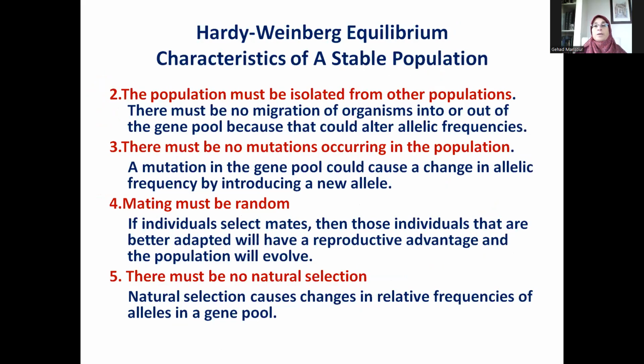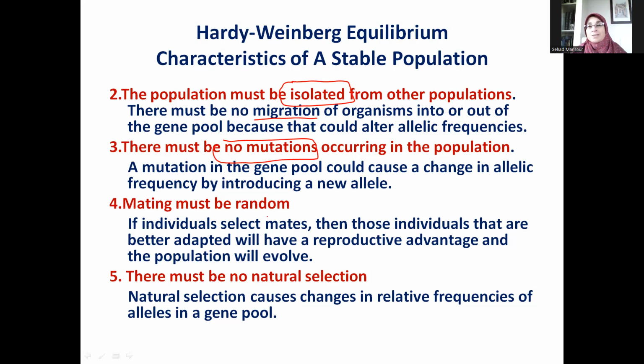Okay. Now, what other characteristics do we have for a stable population? Of course, there are very difficult conditions to be achieved. For example, the population must be isolated from other populations, because if it is isolated, then you can make sure that there is no migration of individuals from the population, nor would there be immigration of individuals into the population. This would help stability of the population. There should be no mutations occurring in the population.